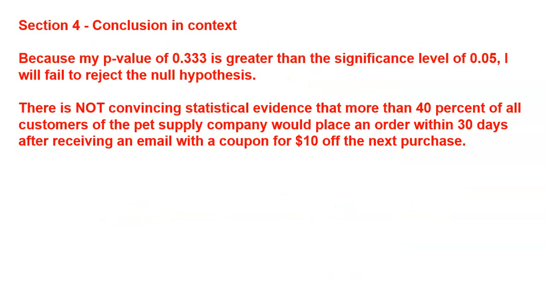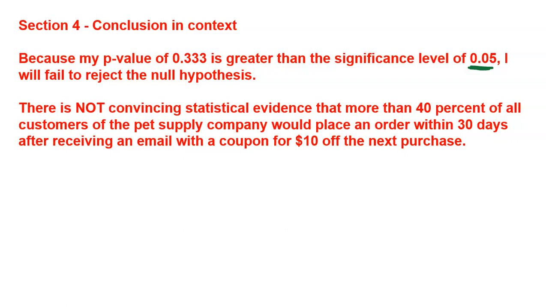So the first step of your conclusion is utilizing your p-value. Because my p-value of 0.333 is greater than the significance level of 0.05, I will fail to reject the null hypothesis. It did tell us to use a significance level of 5%. That means any probability below 5% would be considered significant and weird and rare. That would cause us to reject the null. But we are not even close to being less than 5%. So this is not weird. This sample is not that high.